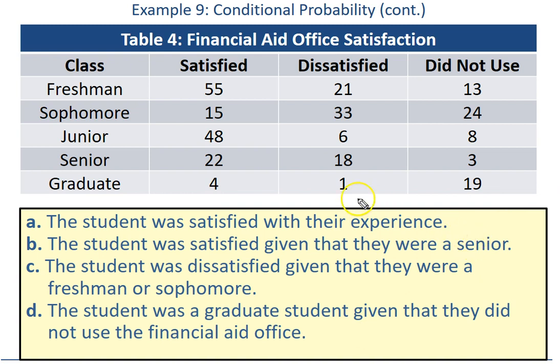Well, here we have to add horizontally and get the total. And when we do that, we get 43 seniors. This is conditional probability. And how many were satisfied? Well, 22. And then this converts to a percent.